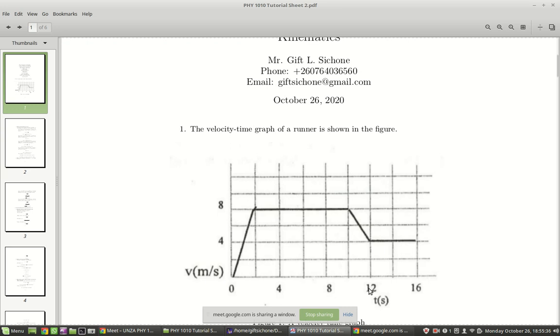Then from 12 seconds to 16 seconds, the velocity is the same. There is no acceleration. It's basically you are moving at constant speed.